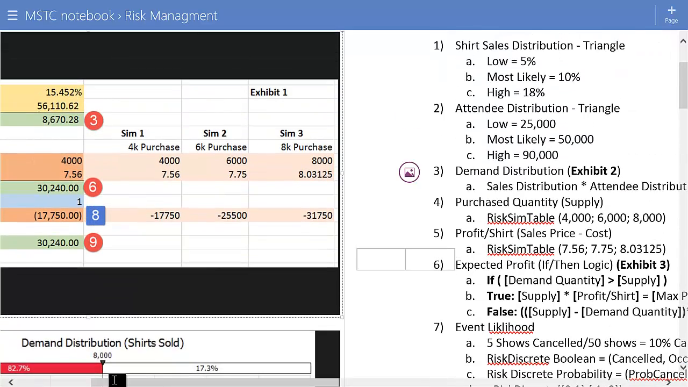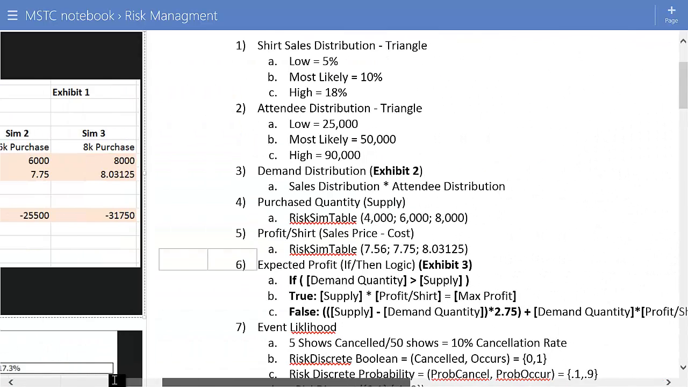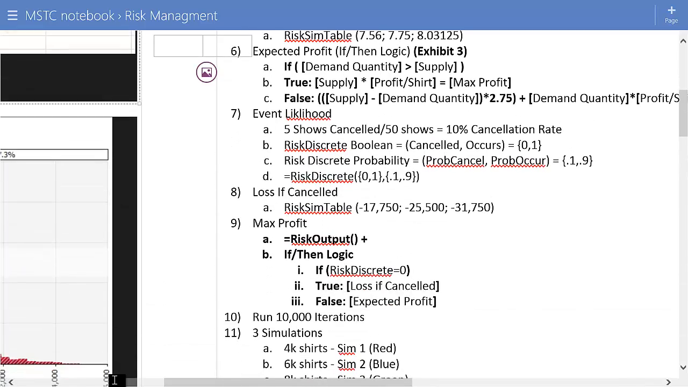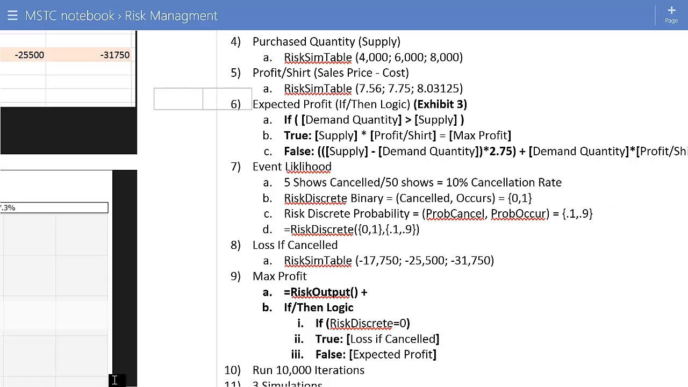And so what cell was that again? So now we're on 7. This is just that discrete distribution. But how we determine what values go into that discrete distribution is there were 5 shows canceled out of 50 shows, which equals a 10% cancellation rate. So risk discrete, and I called it a Boolean, but it should probably be binary. Let's do that, because Boolean would imply a set of logic.